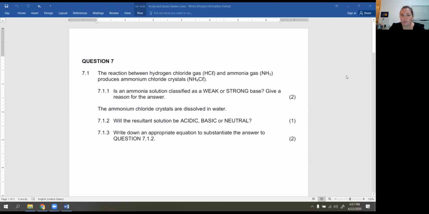All right, so what we're going to do now is we're going to jump into our past paper questions, and I'm going to give you an option or an opportunity to do this. Now, this question over here is a nice straightforward 5-mark question. So it says the reaction between hydrogen chloride gas and ammonia produces ammonium chloride crystals. And I'm going to ask you all very quickly if you can just quickly answer those 5 marks worth of questions. From what we've been doing, it should be really nice and straightforward.